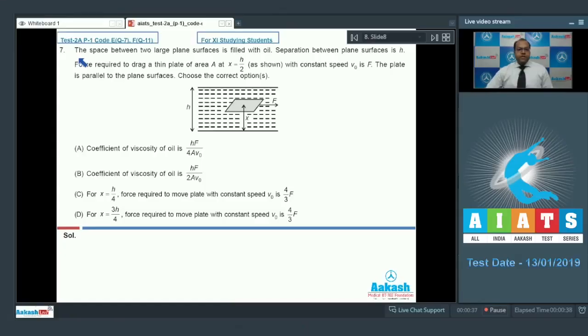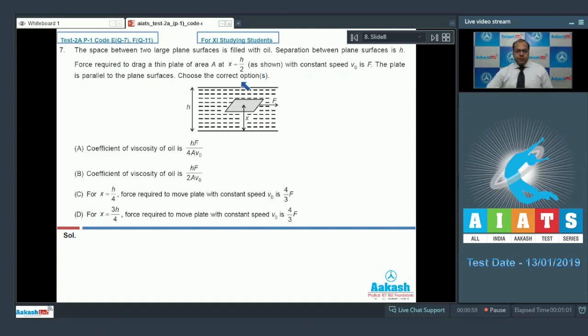In question number 7, the space between two large plane surfaces is filled with oil. Separation between plane surfaces is h. Force required to drag a thin plate of area A at x equal to h by 2, as shown, with constant velocity v0 is F. The plate is parallel to the plane surfaces.